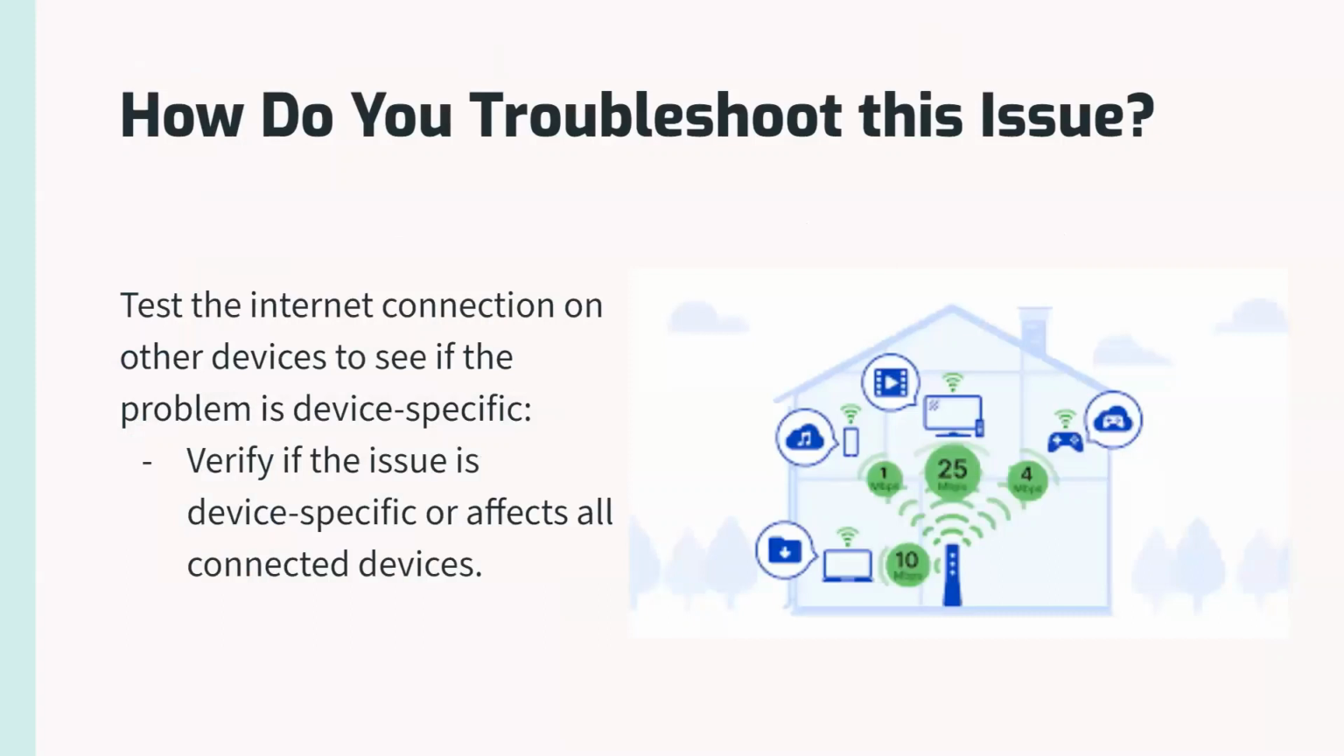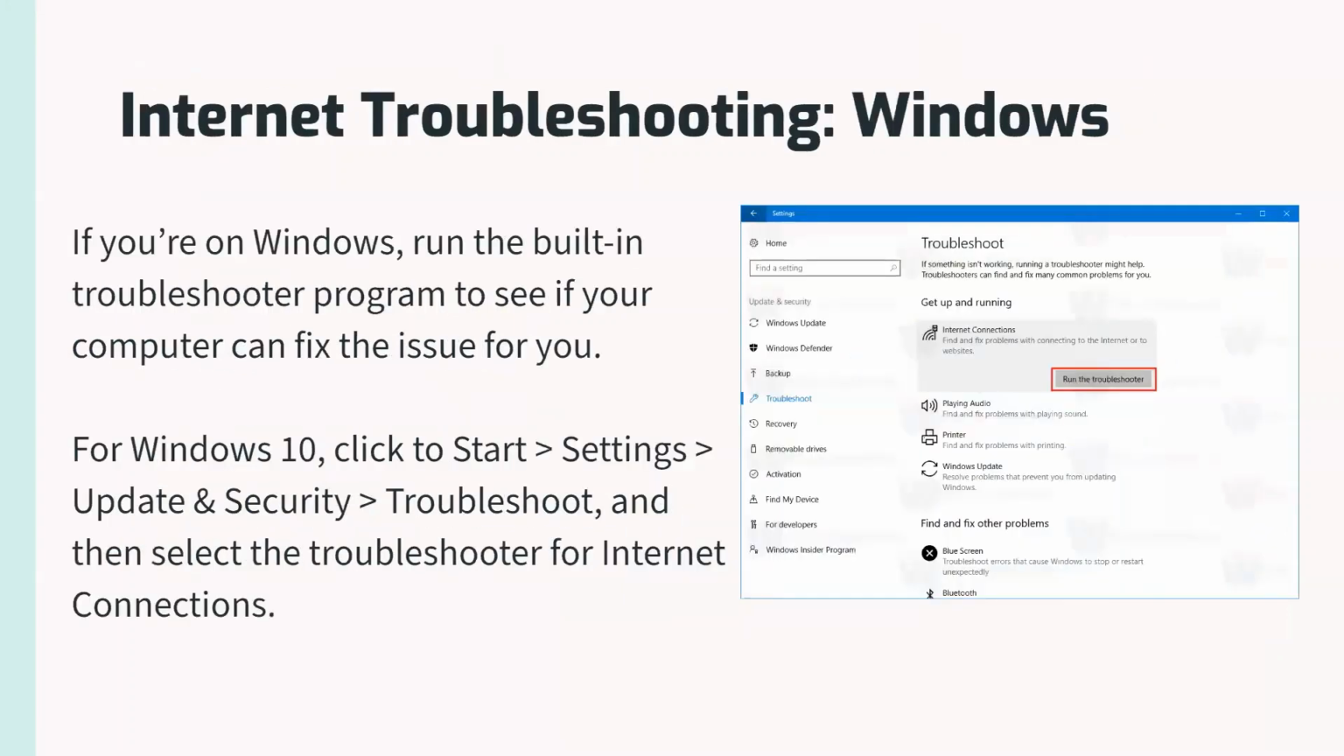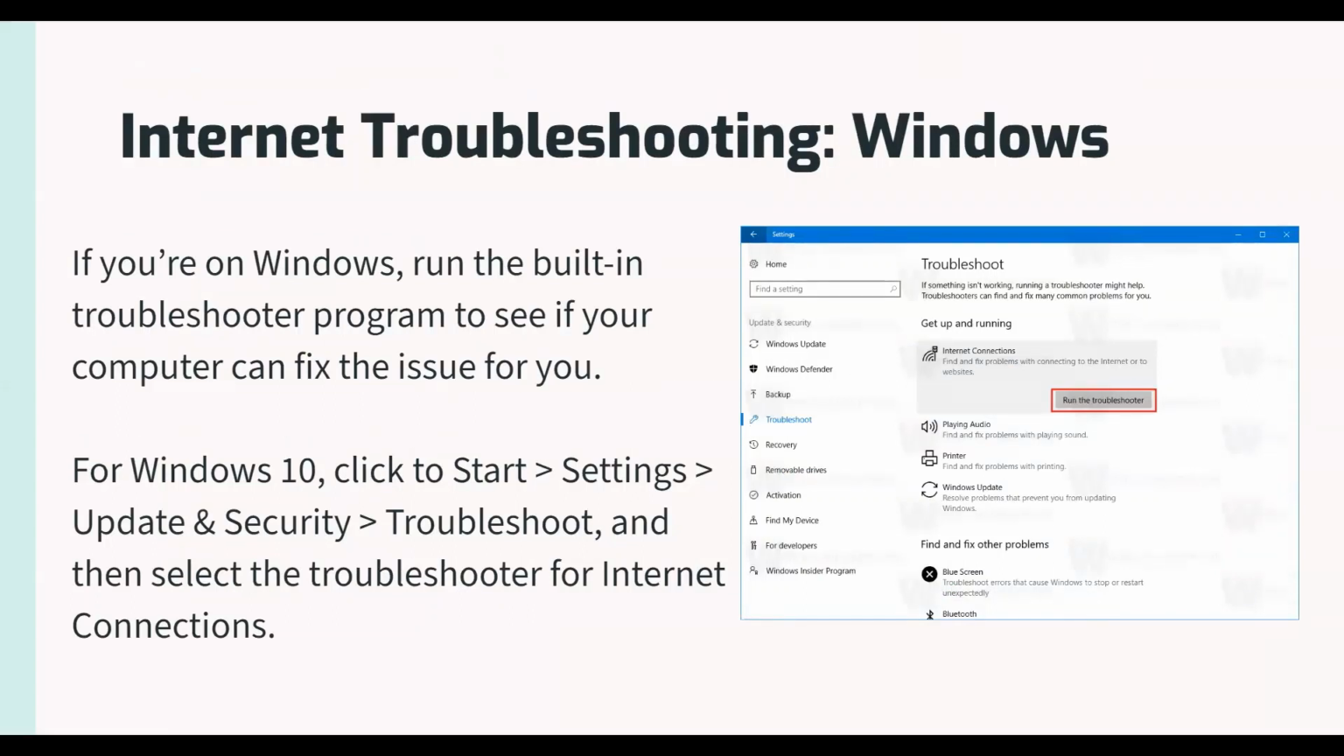You should also test the internet connection on other devices to see if the problem is device-specific. Verify if the issue is device-specific or if it affects all connected devices. Internet troubleshooting on Windows. If you're on Windows, run the built-in Troubleshooter program to see if your computer can fix the issue for you. For Windows 10, click on Start, Settings, Update and Security, and then Troubleshoot. And then select the Troubleshooter for internet connections.